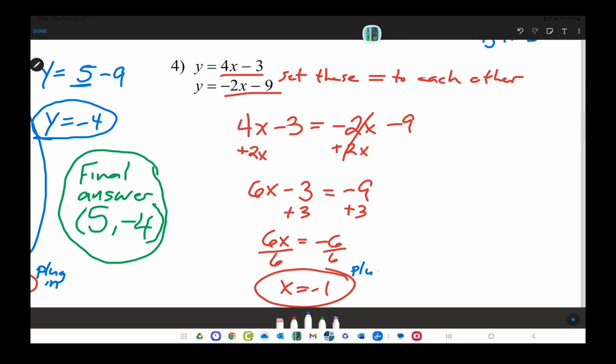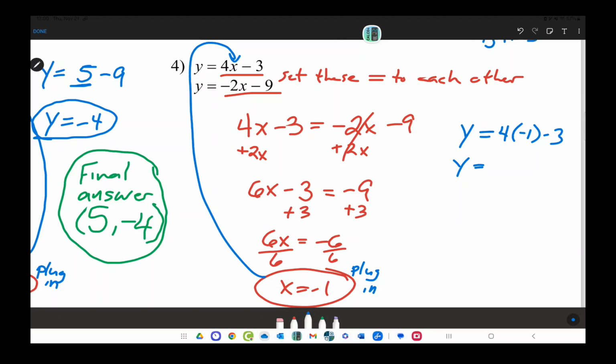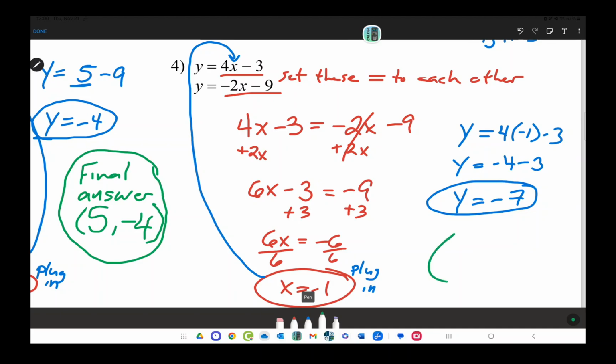Again, we're going to plug this in. But this time we have 2 equations we could choose. It doesn't make a difference. Plug in either one. So let's say we plug it into the top one, right here. So y is equal to 4 times negative 1 minus 3. Y equals negative 4 minus 3. Y equals negative 7. And don't forget, my final answer is x, then y.